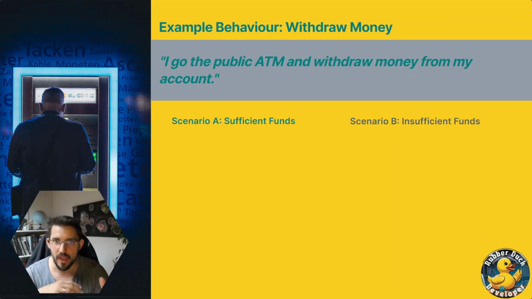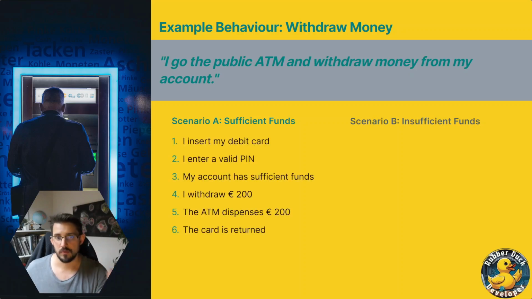And so scenario A in that behavior would be, you have sufficient funds in your account. So what's going to happen? You insert a debit card, you enter your PIN, the account shows you have sufficient funds, and then you withdraw 200 euros. The ATM dispenses the money to you, you get your card back.